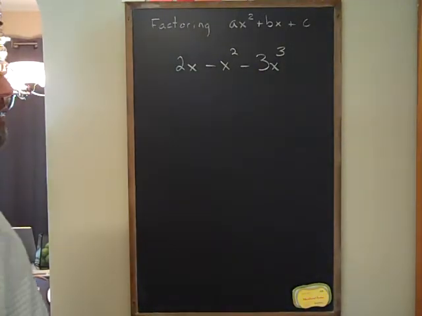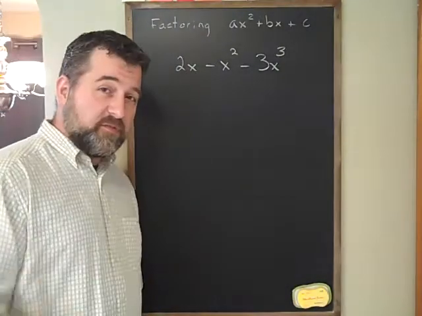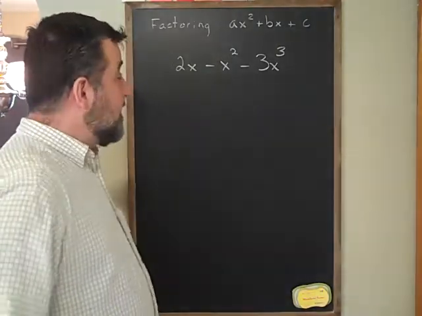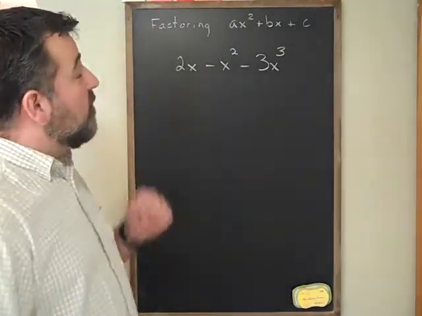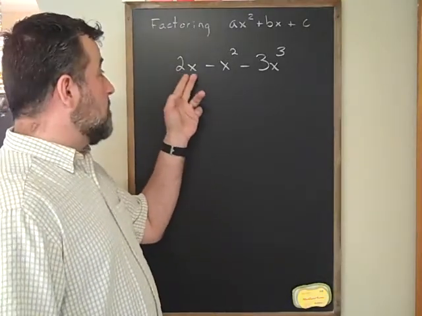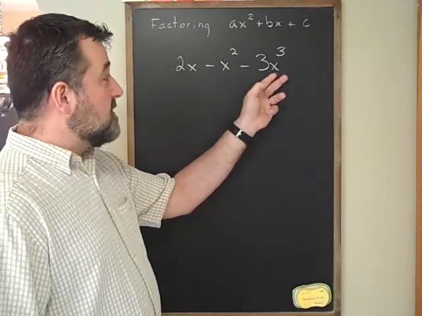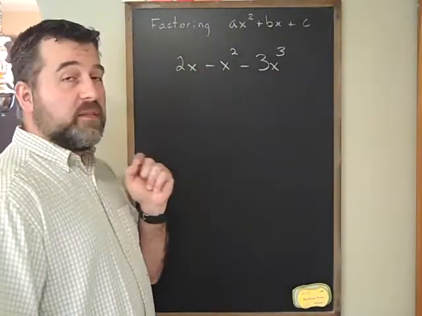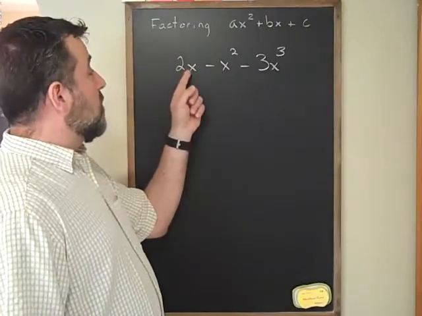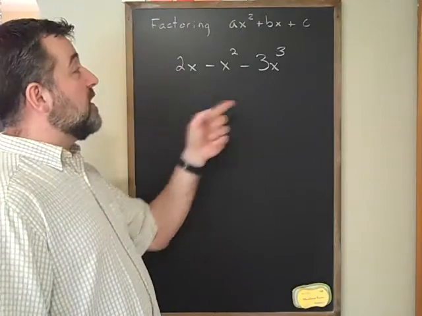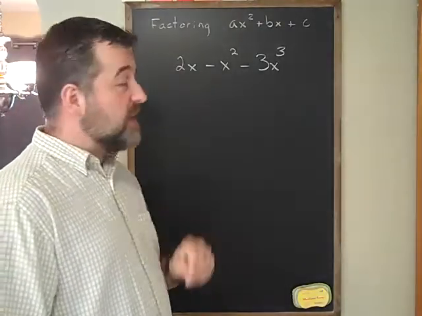In this last example, there's two issues going on right now. Actually, there's three issues going on now that I think about it. First issue is it's not in standard form. So our highest degree term needs to be first. So it's out of order. That's one issue. The second issue is right now all three terms have a factor of x. So we're going to need to factor out an x. So that's the second issue.